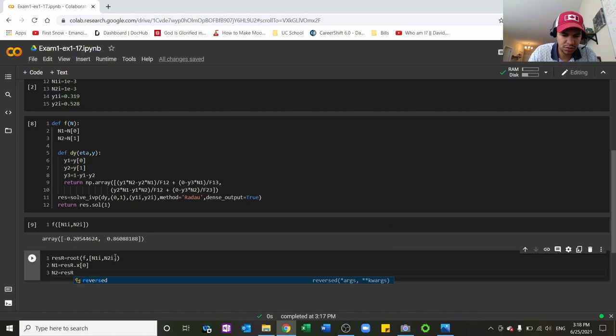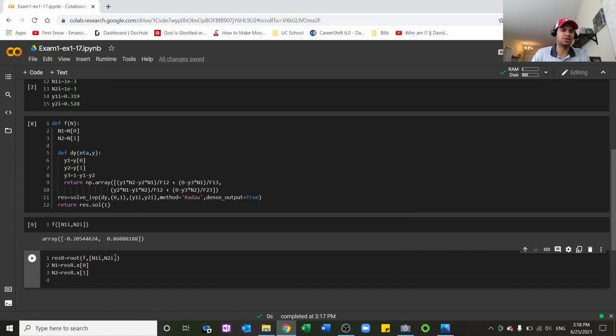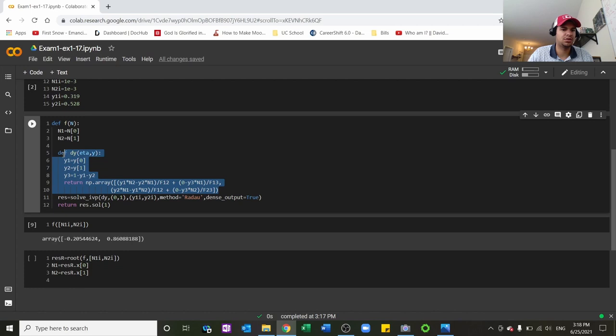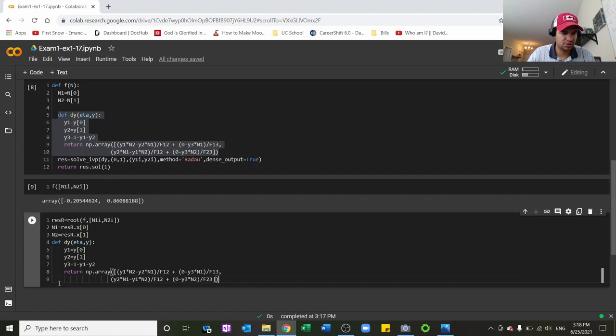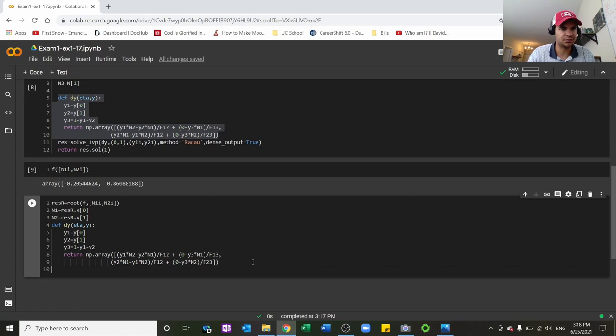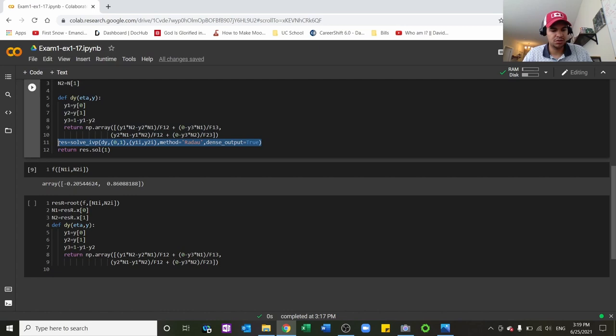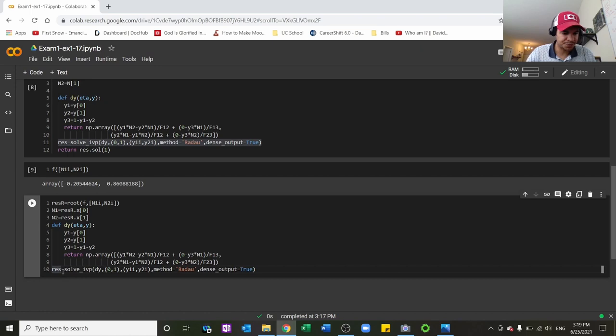And then now what we want to do is redefine our equations here. And then now that we have redefined our equations, we want to also solve the initial value problem as the root, as the mole fractions go to 0. So now we're going to solve that.